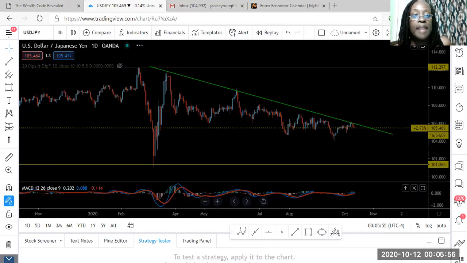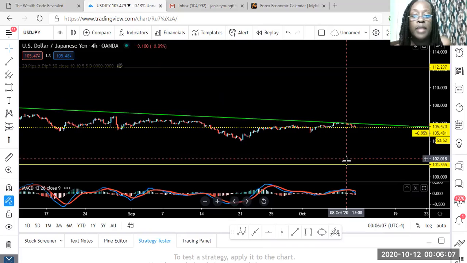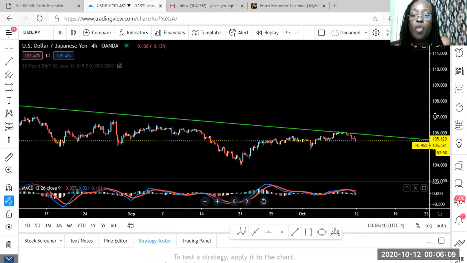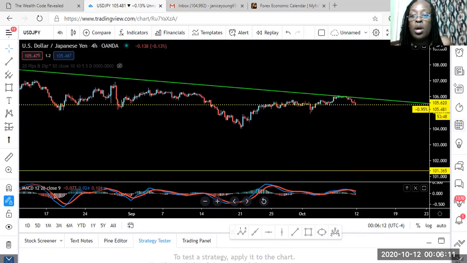We're looking for the same thing. Is price respecting our trend line? It looks like I froze a little bit. Okay, it's coming back up. There we go. All righty. So we're on the 4 hour.